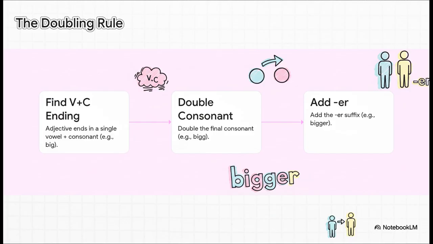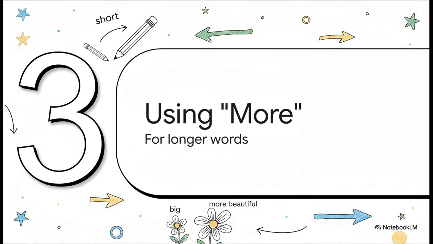Okay, here's the main spelling change you're going to see. If you have a short word that ends with one vowel and then one consonant, think of big, you just double that last letter before you add the ER. So, big becomes bigger with two Gs. Same with hot becoming hotter. Easy peasy.